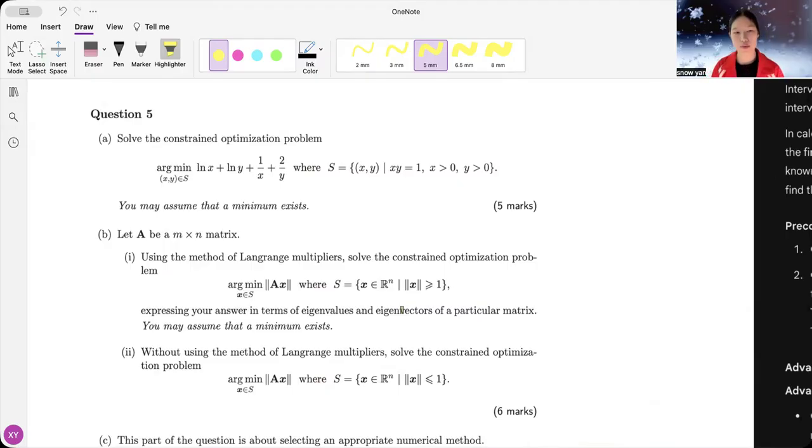And then for part B, we have: let A be an m times n matrix. Using the method of Lagrange multipliers, solve the constraint optimization problem, argmin of the norm of Ax, where S is the set where the norm of x is greater than or equal to 1. Expressing your answer in terms of eigenvalues and eigenvectors of a particular matrix, you may assume that a minimum exists.